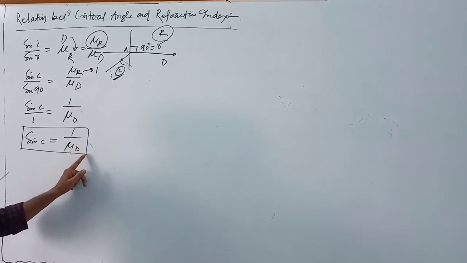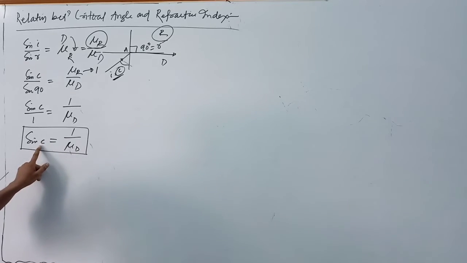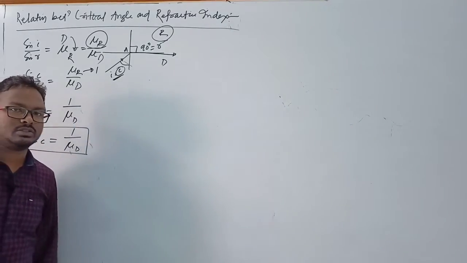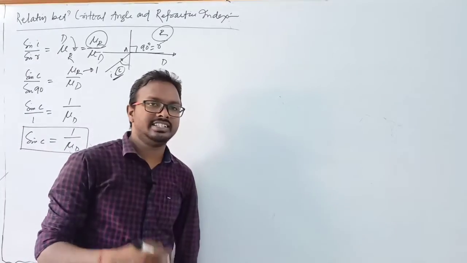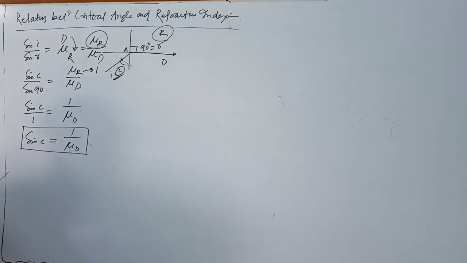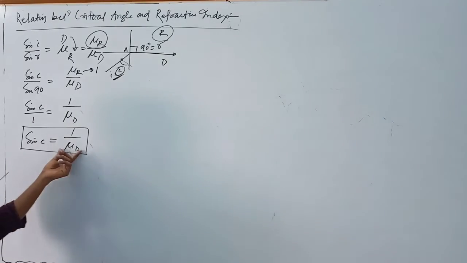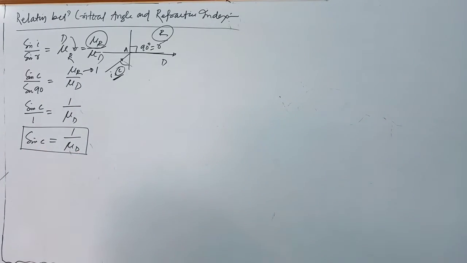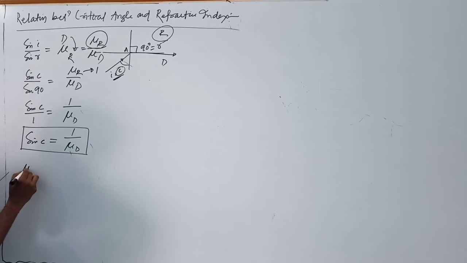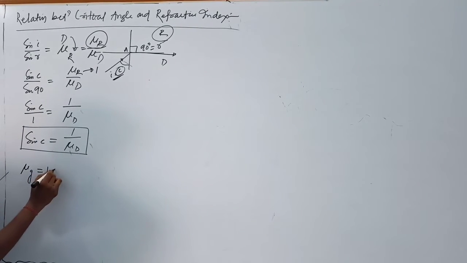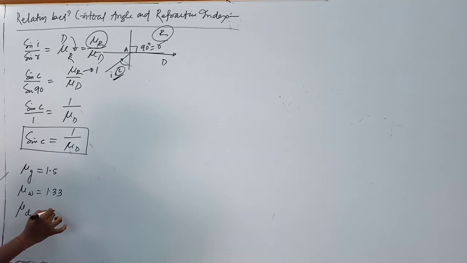If the refractive index increases, then the critical angle decreases. So these are inversely proportional to each other. Clear? So the critical angle is inversely proportional to the refractive index of the medium. If the refractive index increases, then the critical angle decreases. We know that the refractive index of glass is 1.5, and the refractive index of water is 4/3 or 1.33. Similarly, the refractive index of diamond is 2.43.